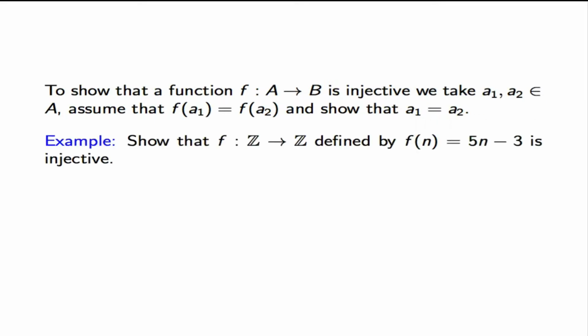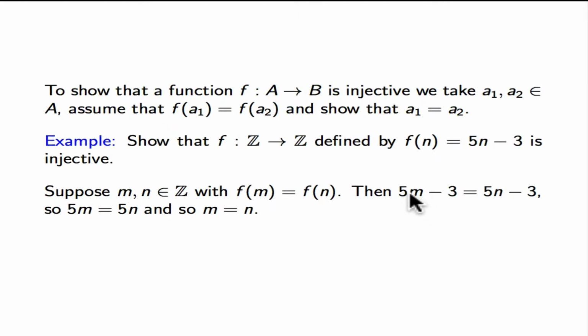For example, suppose we are asked to show that the function f from the integers to the integers defined by f of n is equal to 5n minus 3 is injective. So the first part, we start with taking two elements of the integers. Let's label them m and n. Then we assume that f of m is equal to f of n. And what we must do is show that m is equal to n. And this is just algebra now. We assume that 5m minus 3 is equal to 5n minus 3, so 5m is equal to 5n, so indeed m is equal to n. And therefore, we have shown that f is injective.